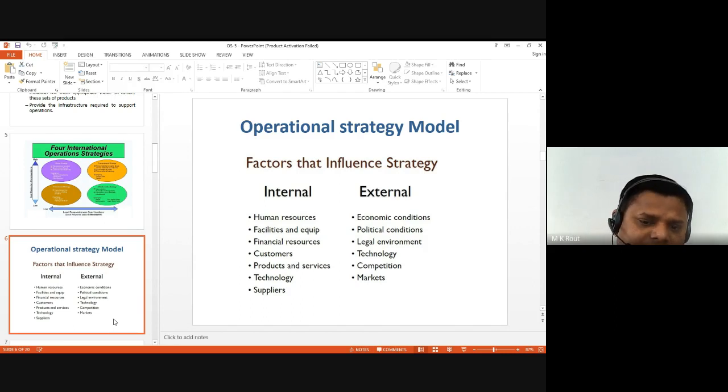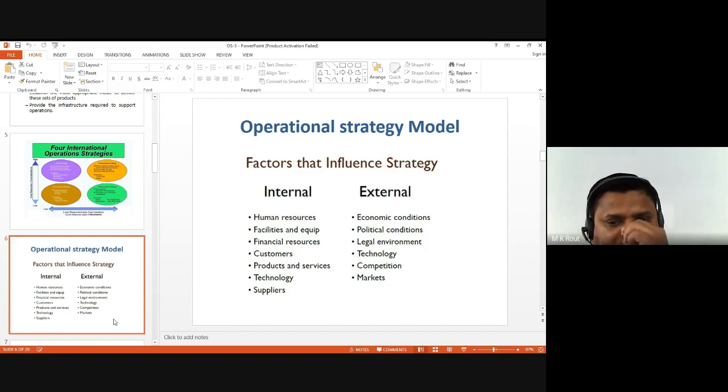The next is financial resources. The next is customers. As you know, the customer is always king for any kind of product and service. The customer demand is uncertain, so it may increase or decrease. According to that customer demand, you have to arrange your capacity planning, and that directly influences your operational strategy. The next is product and services. The next is technology, and the last one is suppliers.